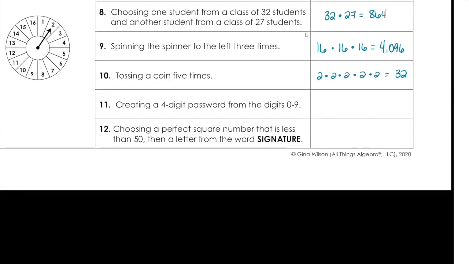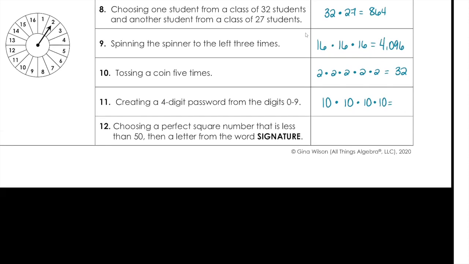Creating a 4-digit passcode from the digits 0 through 9. Now this is the funny part because people mess it up all the time. Notice the ones above it said 1 through 9, so we only had 9 digits. But when we go 0 through 9, we no longer have 9 digits. We've got 10. So 10 the first time, 10 the second time, 10 the third time, and 10 the fourth time. So 10 to the 4th power is 10,000.